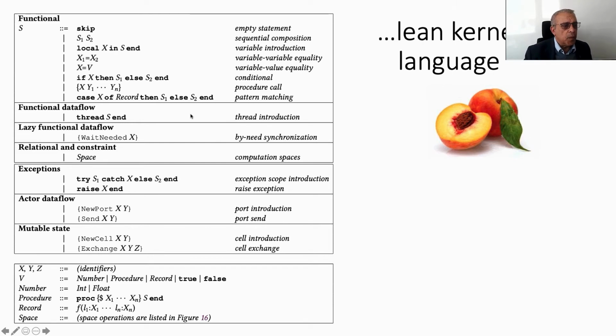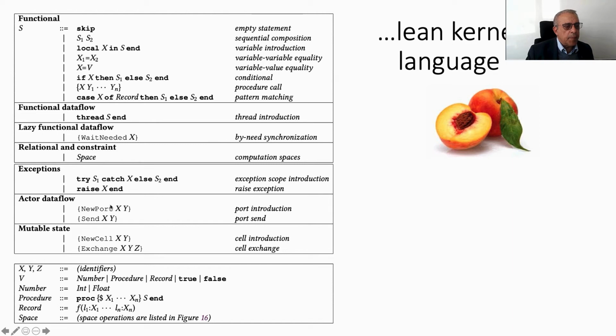By adding one single concept, thread, we can support functional data flow computing. It's a parallel functional programming, basically. By adding wait needed, this is a kernel concept, we can do all lazy functional data flow computation. By adding the notion of first-class spaces, we can do relational and constraint programming, and we have added exceptions.